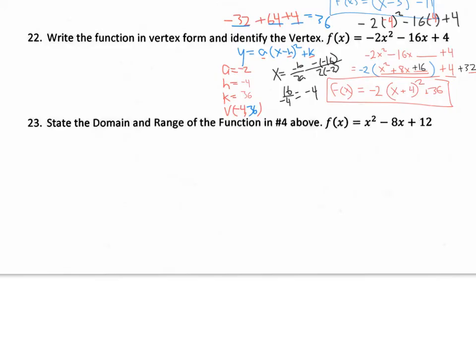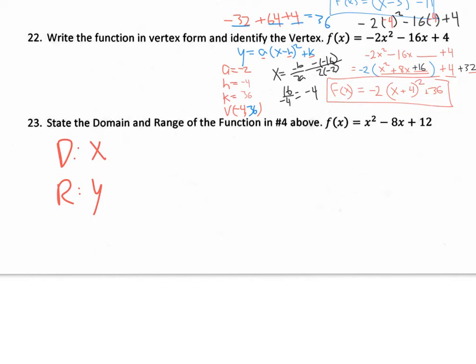Moving on to 23, domain and range. Ladies and gentlemen, domain and range is going to haunt us forever. Domain is x, range is y, right? Domains are your x values, range is your y values. We know that the quadratic trinomial equation right here on number 23 is a parabola. We know it's opening up.